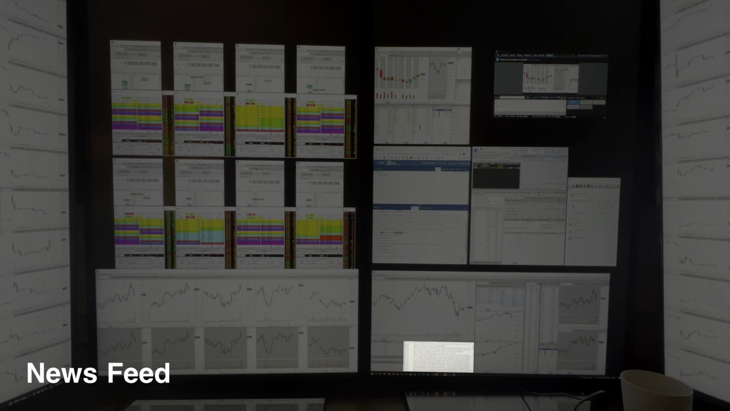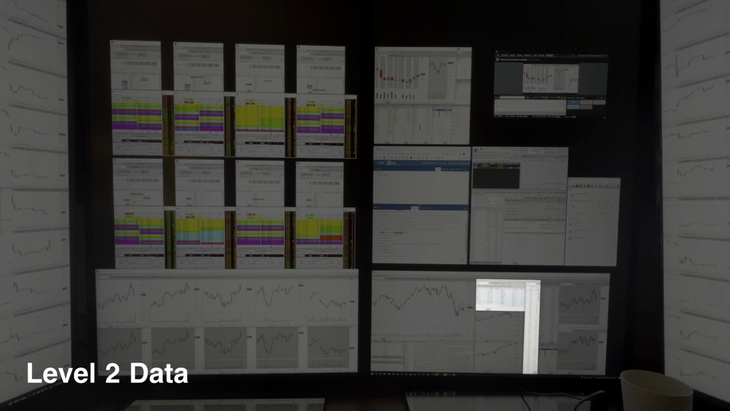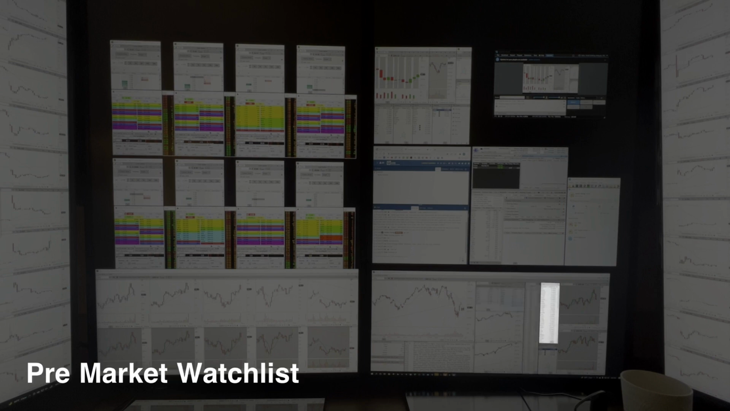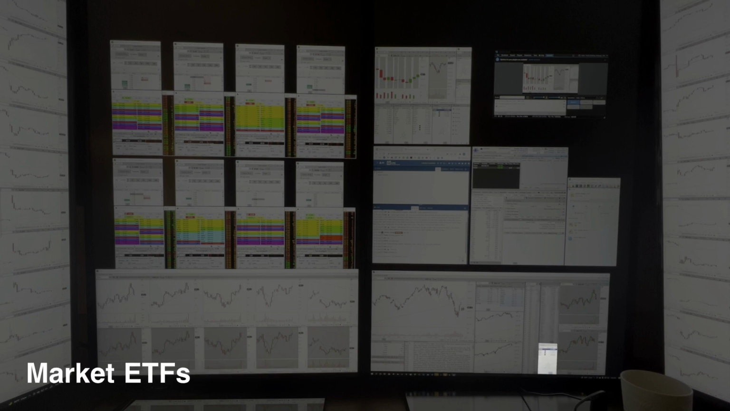I also have news open. Not that I trade on news, but I do trade gaps. And it's good to know if a stock is gapping on a secondary or a buyout or something like that. This is a TOS level 2 window, so I can easily see the spread on the stock I'm looking at, paired with the time and sales, and then a watch list I use to go over my daily gaps in the pre-market. Below that is the market ETFs to keep an eye on how they're doing that day.